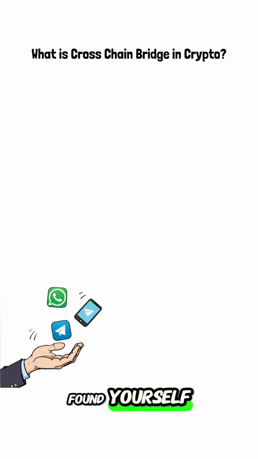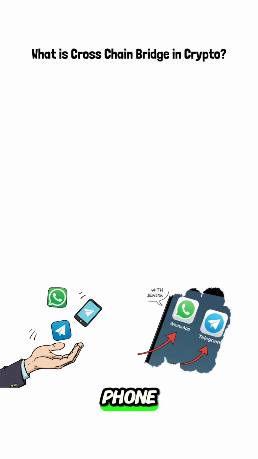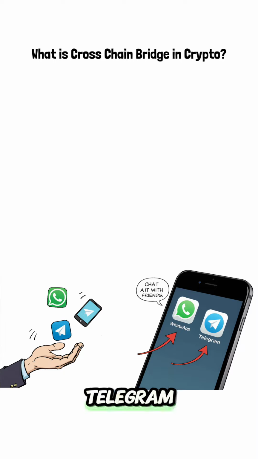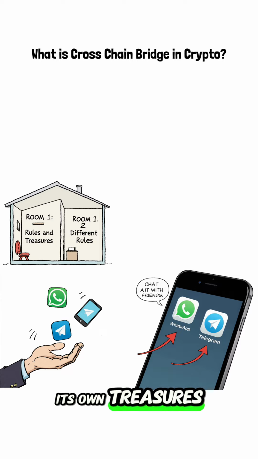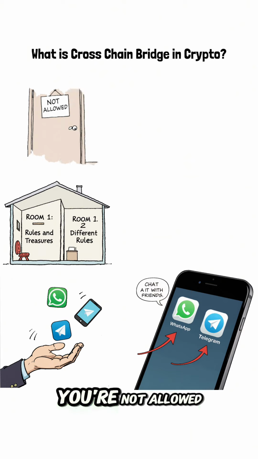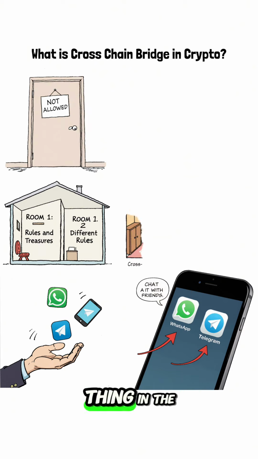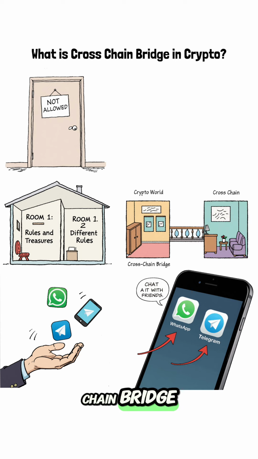If you've ever found yourself juggling between different apps on your phone, like switching from WhatsApp to Telegram just to chat with different friends, you might get a sense of what we're talking about here. Imagine your digital world as a bunch of separate rooms in a big house. Each room has its own rules, its own treasures. But what if you want to move something valuable from one room to another without going through a messy hallway? You're not allowed to, until there's such a thing in the crypto world called the cross-chain bridge.